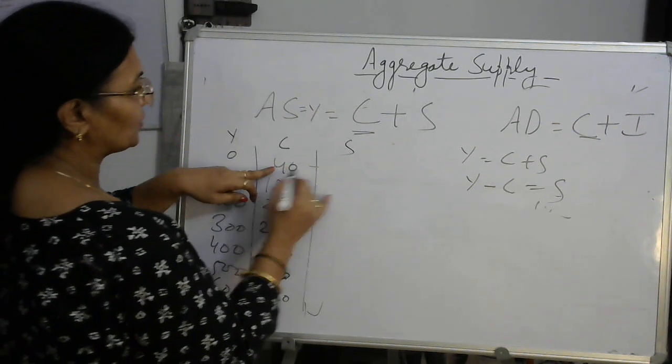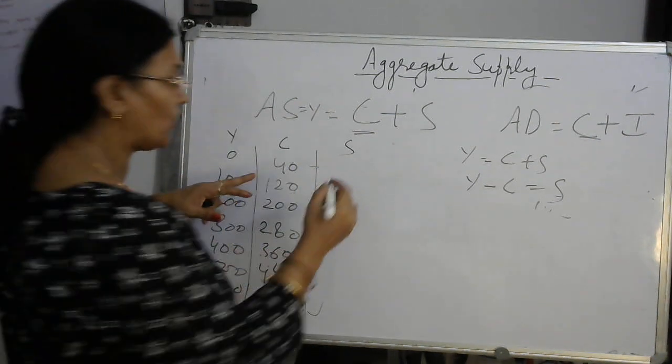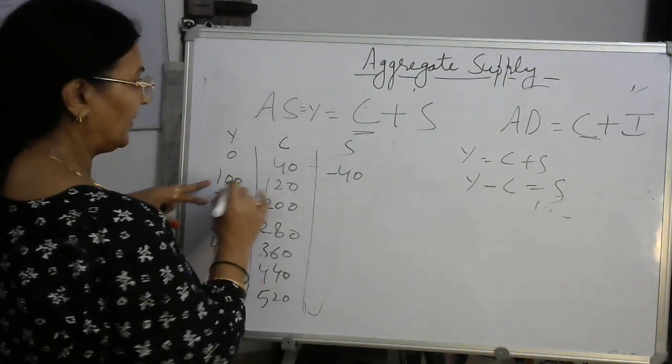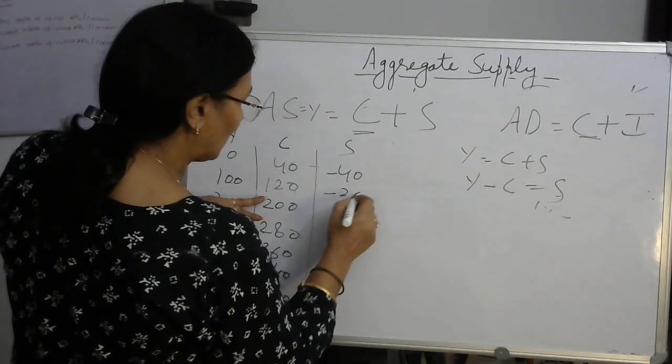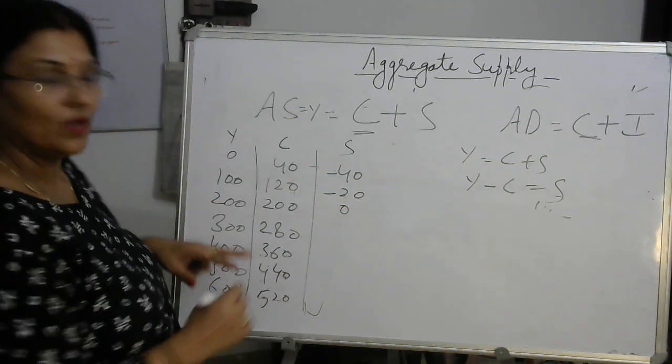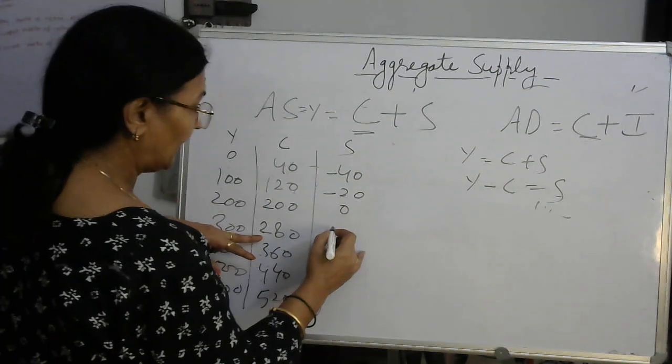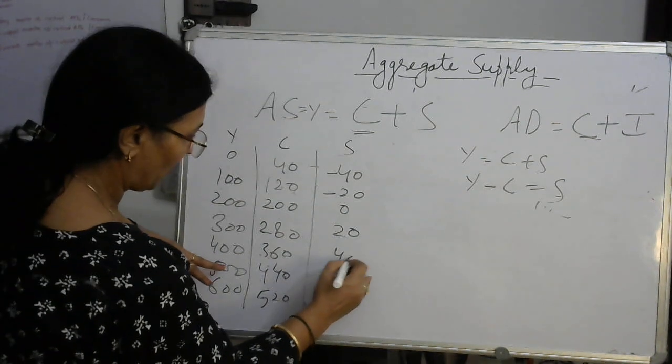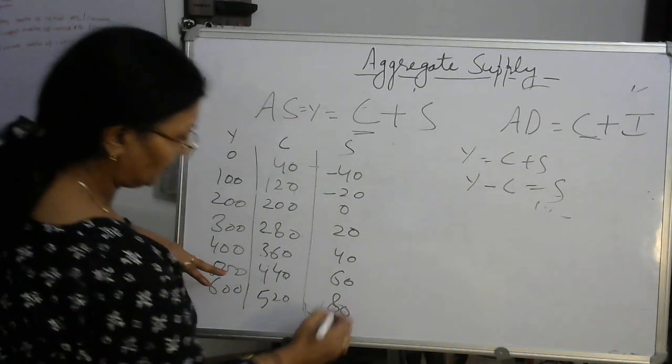So 0 minus 40 is what? Minus 40. 100 minus 120 is minus 20. 200 minus 200 is equal to 0. 300 minus 280 is 20. This is 40, this is 60 and this is 80.